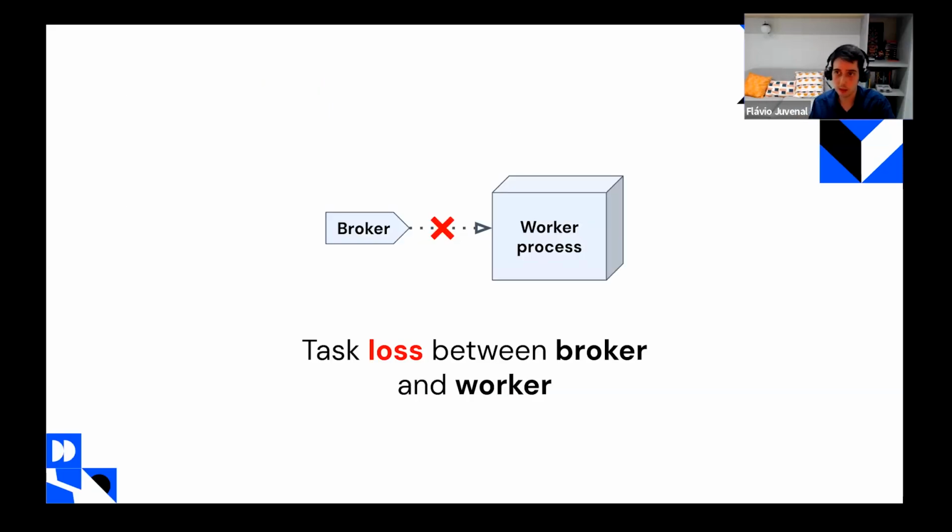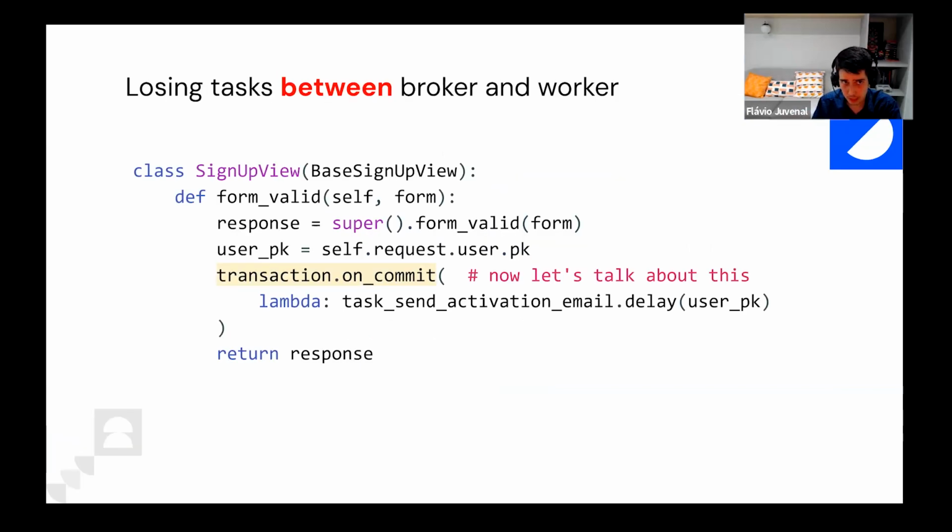Okay, we talked a lot about only one of the kinds of losses that can happen. There's also task loss between the broker and the worker, right? So now let's talk about the on-commit thing that I showed you. You have the sign up view, you get the user, and after the user is created on the sign up, we send the activation email.